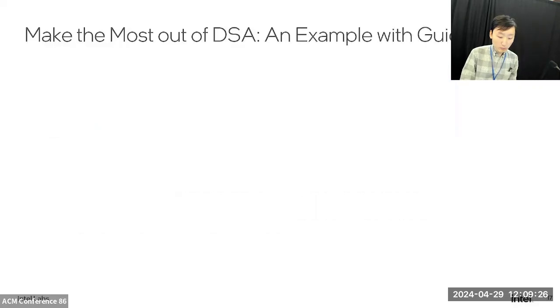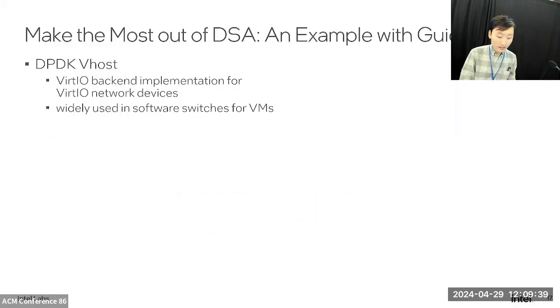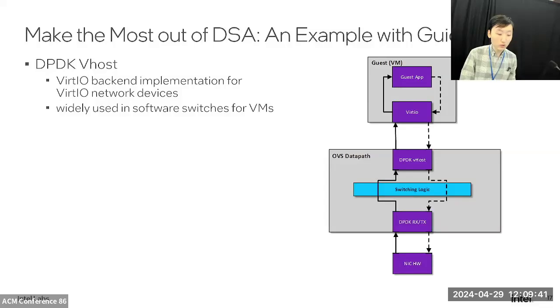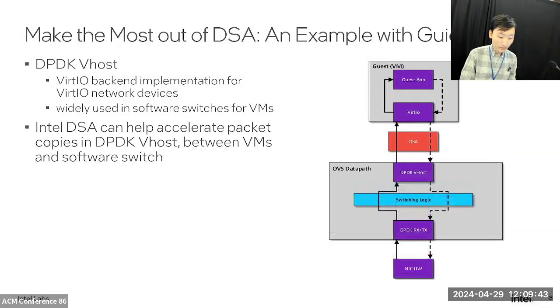Then let's take a specific example to see how DSA with guidance can be adopted and benefit a real-world application. So here we choose the DPDK vhost, a VirtIO backend implementation for virtual network devices, and it's widely used in the software switch for VMs. And DSA can be used for data movement between the VMs and the software virtual switch.